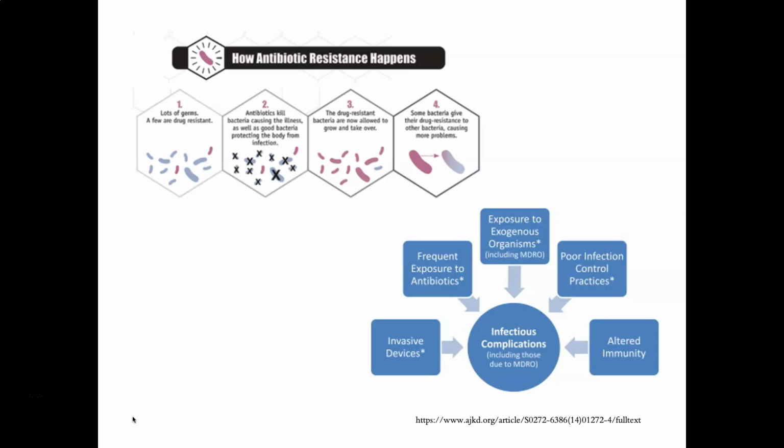The next piece here in the bottom right of your screen is the 5 areas that go around that circle. The circle says infectious complications due to MDRO. MDRO stands for multiple drug resistant organisms. Make sure you know that. Multiple drug resistant organisms. Okay? There are 5 risk factors. These 5 risk factors increase your risk of getting an MDRO, a multiple drug resistant organism.